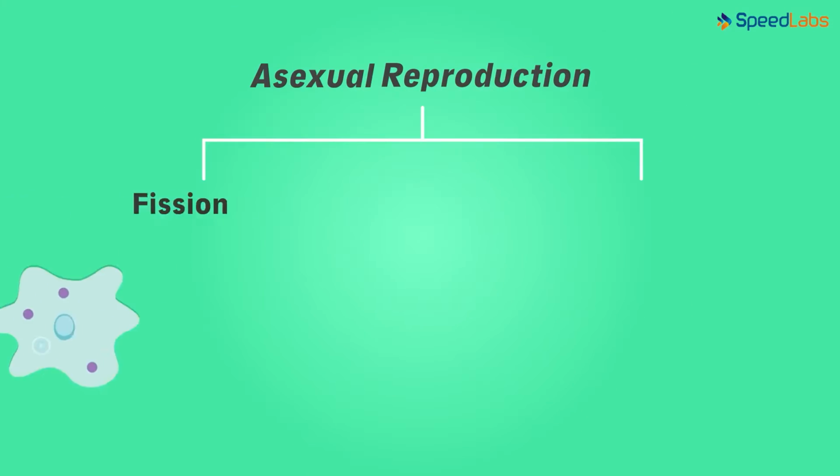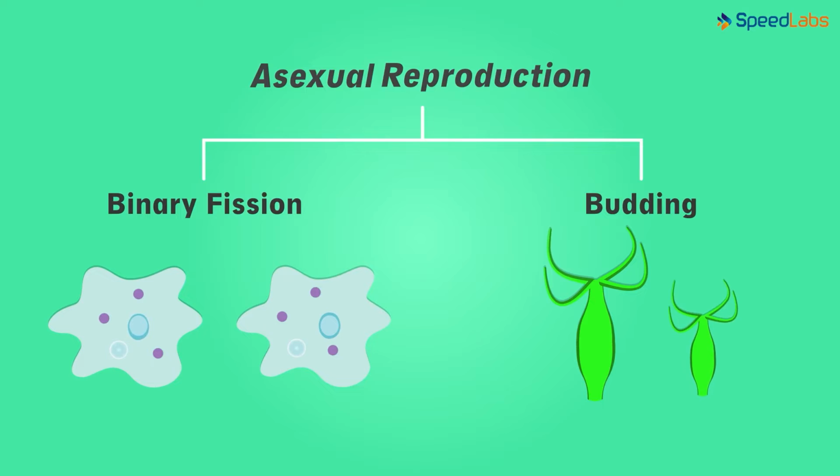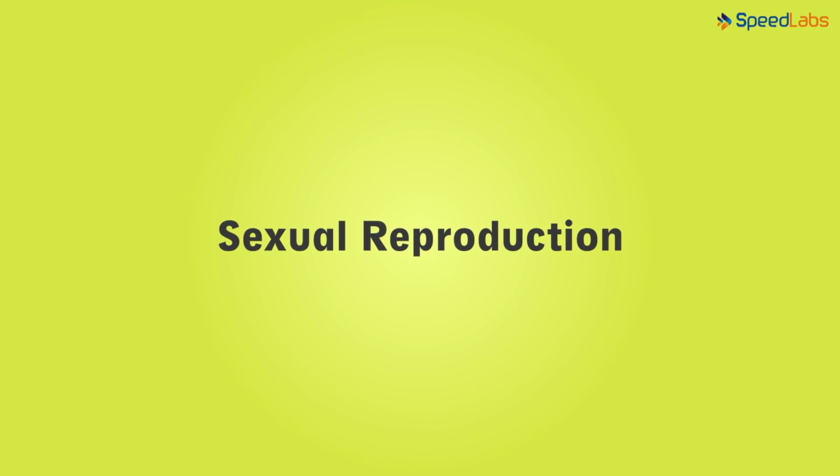Well, this was a brief explanation about the two major types of asexual reproduction. The pattern that helps lower unicellular organisms divide and increase their count. Now let us talk about the next type of reproduction, that is sexual reproduction, in the upcoming video.